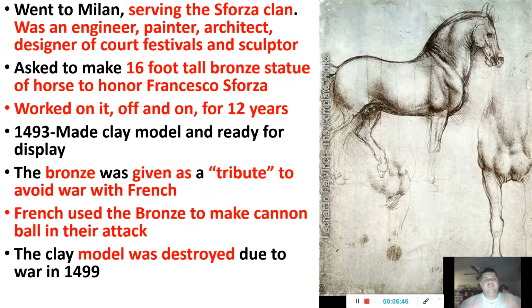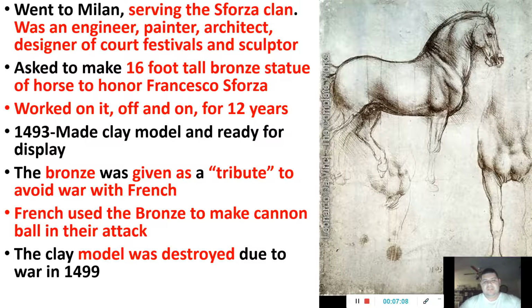Now, the one thing that he created, besides the Mona Lisa and the Last Supper, the one thing where you say, oh my gosh, look at this, was this 16-foot horse. The Forza family wanted Da Vinci to create this 16-foot horse made of bronze in honor of one of their family members.